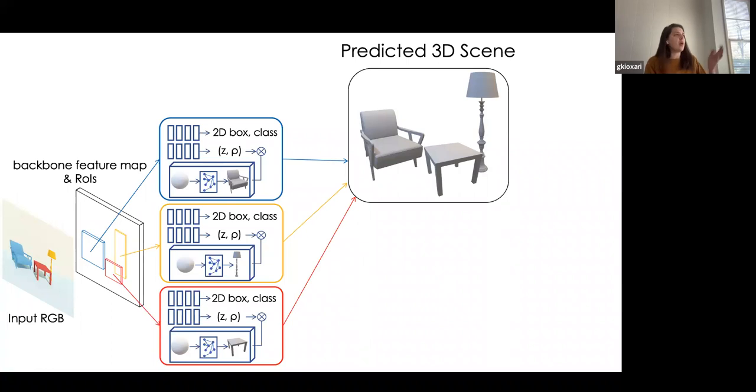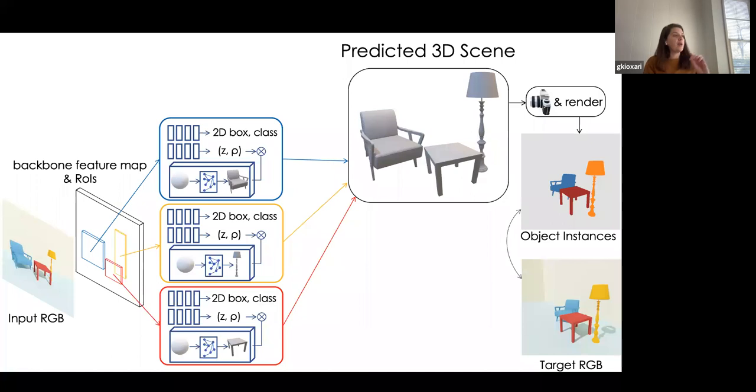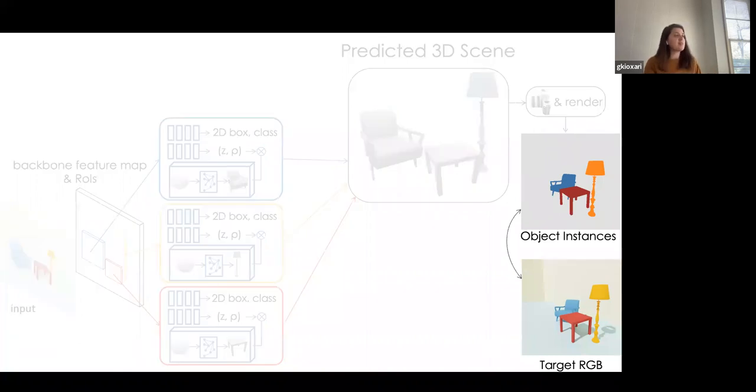Now, if I had supervision, I would supervise this output directly, but I don't have supervision. So instead, what I'm going to do is render the scene from a novel view, a different view than the input that I know of. And I'm going to compare the output of the rendering with a target image. So here, I'm only comparing the output of the rendering, which is a 2D image, with a target RGB image. So all of this is in 2D space.